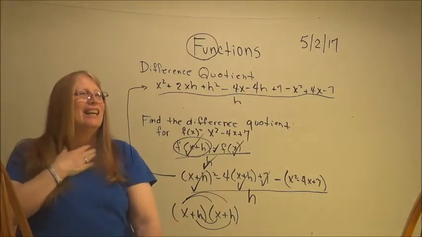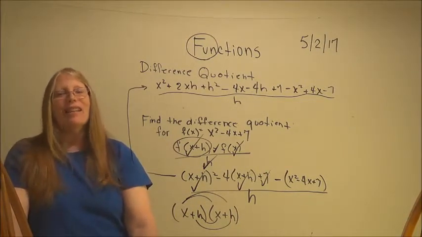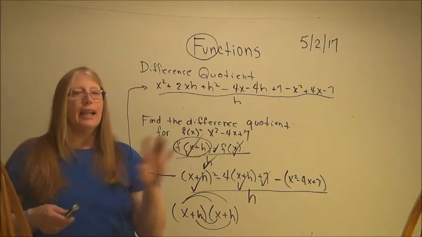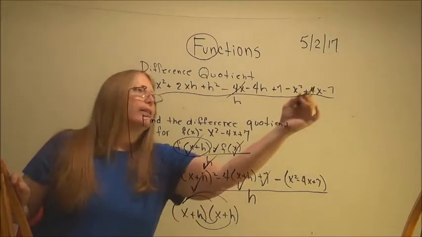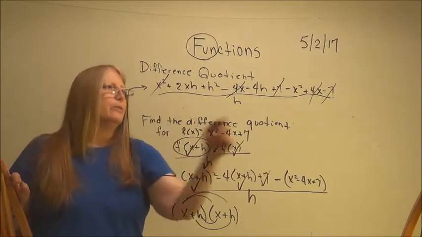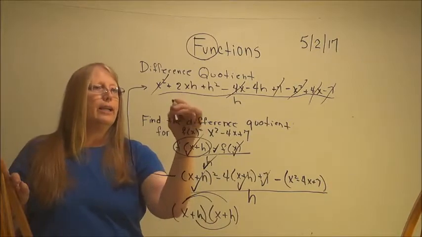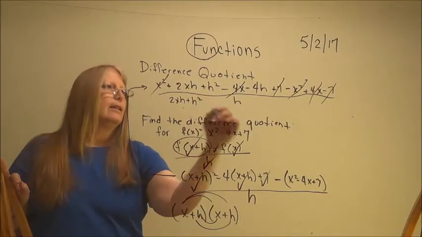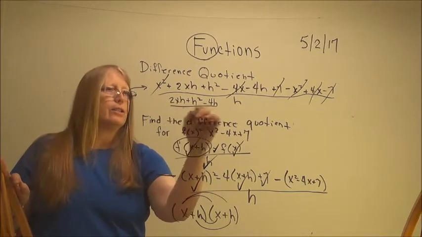Alright, now difference quotient becomes a lot of fun at this point because a lot of things cancel out. So if you don't find many things canceling out, you probably have some sign errors or some setup errors. So here we have a minus 4x and a plus 4x, and a plus 7 and a minus 7, and a plus x squared and a minus x squared. Now I have left a 2xh, an h squared, and a minus 4h. And all that is still divided by h.